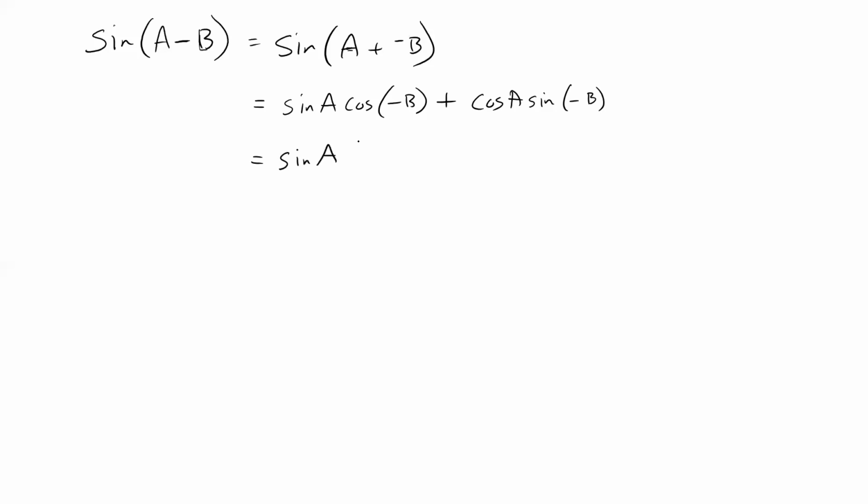Cosine of negative b becomes cosine of b. It's an even function, therefore the negative sign drops out. Plus cosine of a does not change. Sine of negative b becomes negative sine of positive b because it's an odd function. I think we got it, guys.